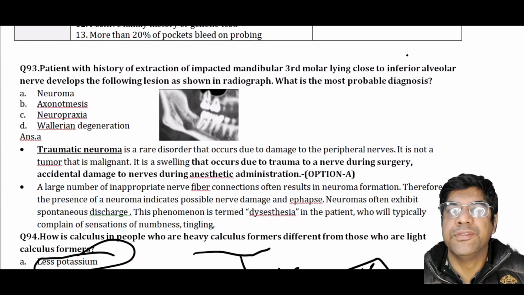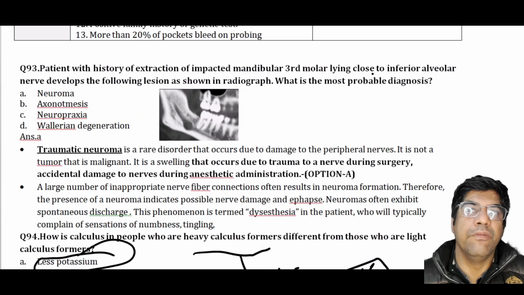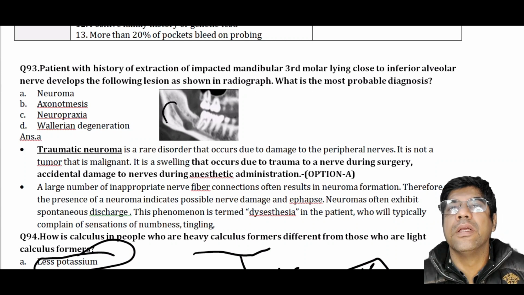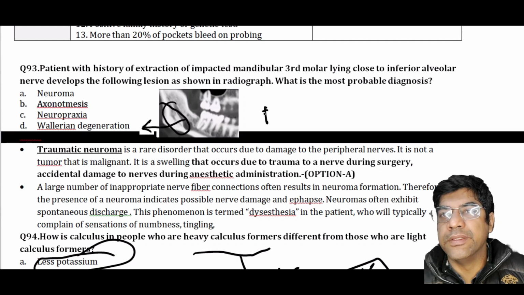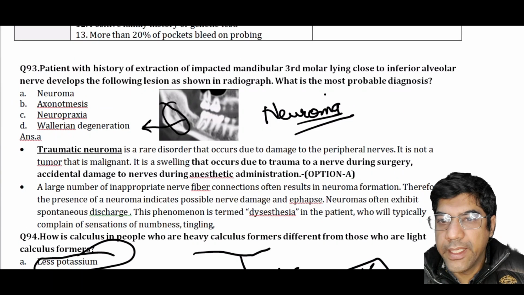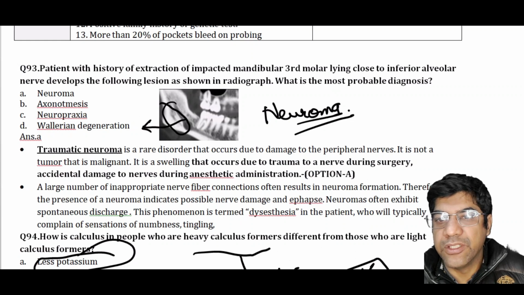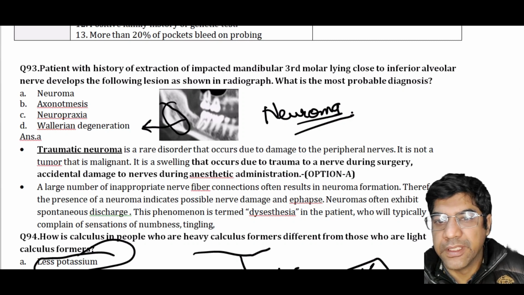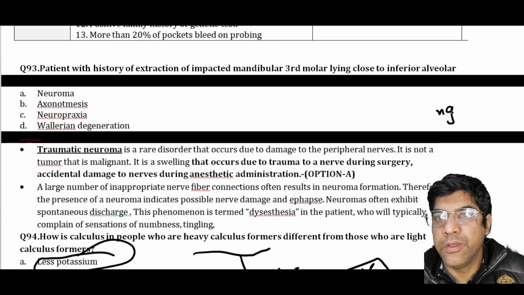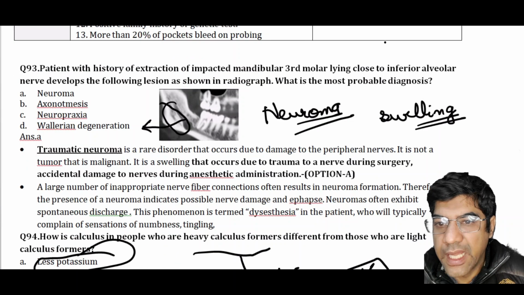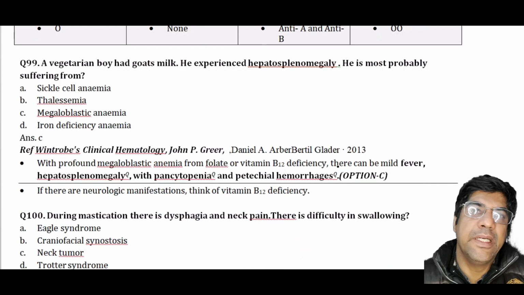Coming to the other question, the patient with a history of extraction of impacted mandibular third molar lying close to the inferior alveolar nerve develops the following lesion as shown in the radiograph. So this condition is known as a traumatic neuroma. It is a rare disorder that occurs due to damage of peripheral nerves that either results from surgery or accidental damage during a procedure, such as anesthetic administration. So that is characterized by swelling, and you may see symptoms like numbness and tingling.